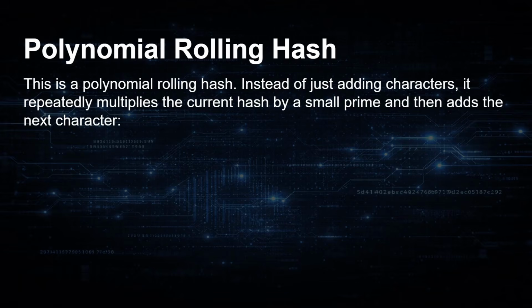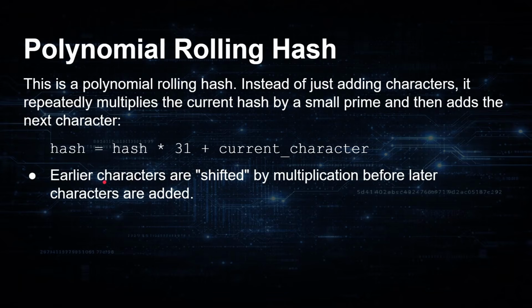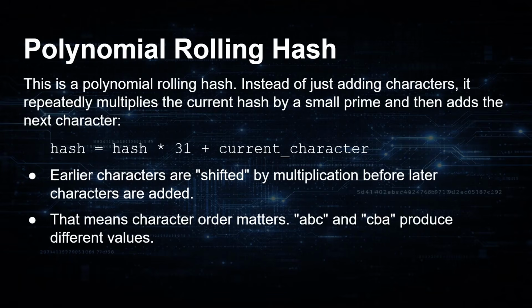So you can use a polynomial rolling hash. Instead of just adding the characters, it repeatedly multiplies the current hash by a small prime and then adds the next character. So basically hash is equal to hash times 31, that's your prime, plus the current character. Earlier characters are shifted along by multiplication before the later characters are added. So multiply then add, that's the point. This means that the character order matters. So ABC will give you a different result than CBA, which of course is good when you're dealing with hashes.